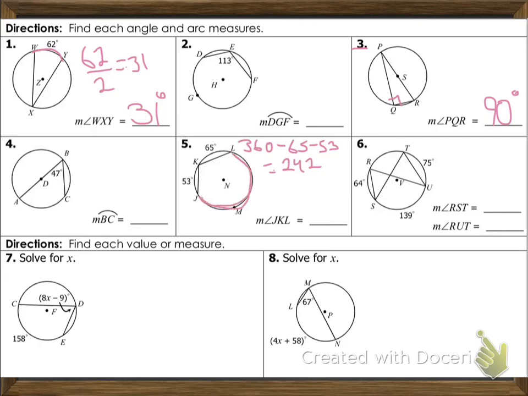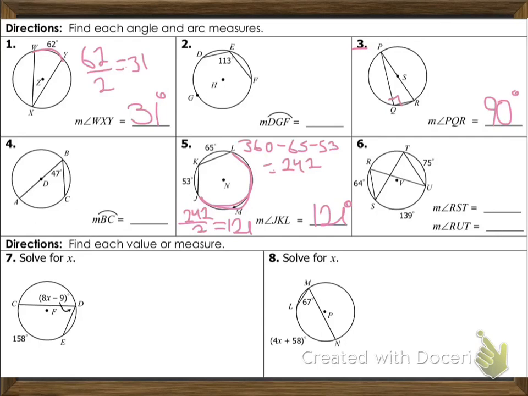Now to find the measure of the angle, you're just going to take 242 and divide it by 2, because remember, the angle is half the measure of the arc. So 242 divided by 2 is going to be 121. So we're going to get 121 degrees.